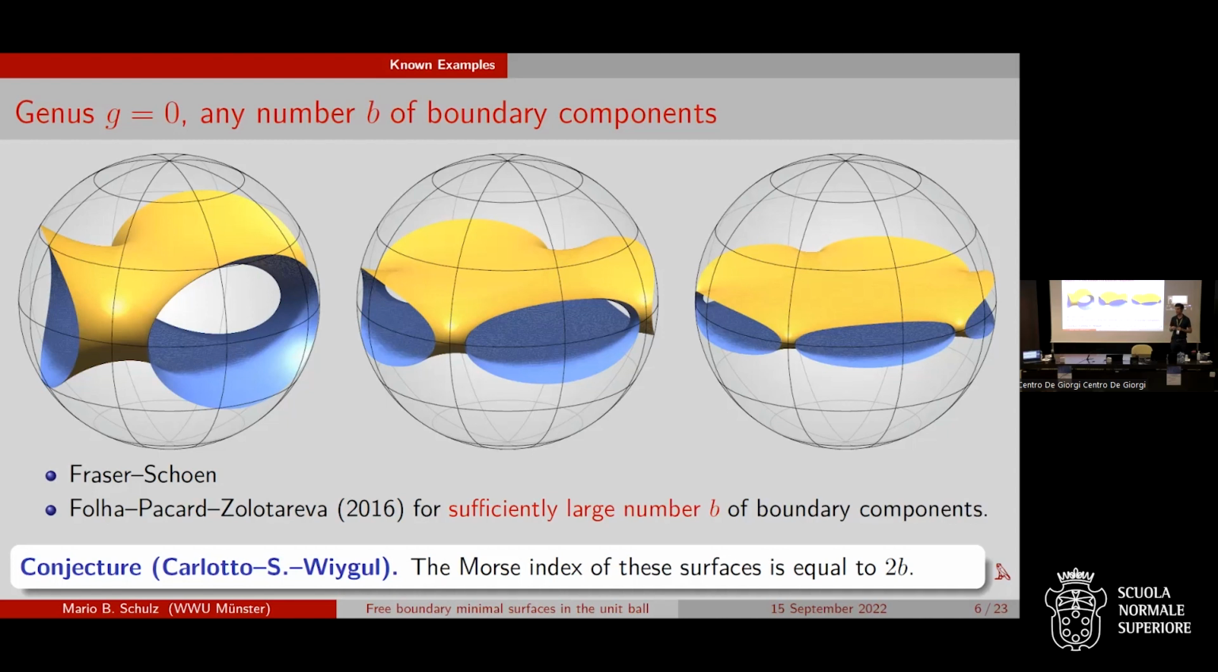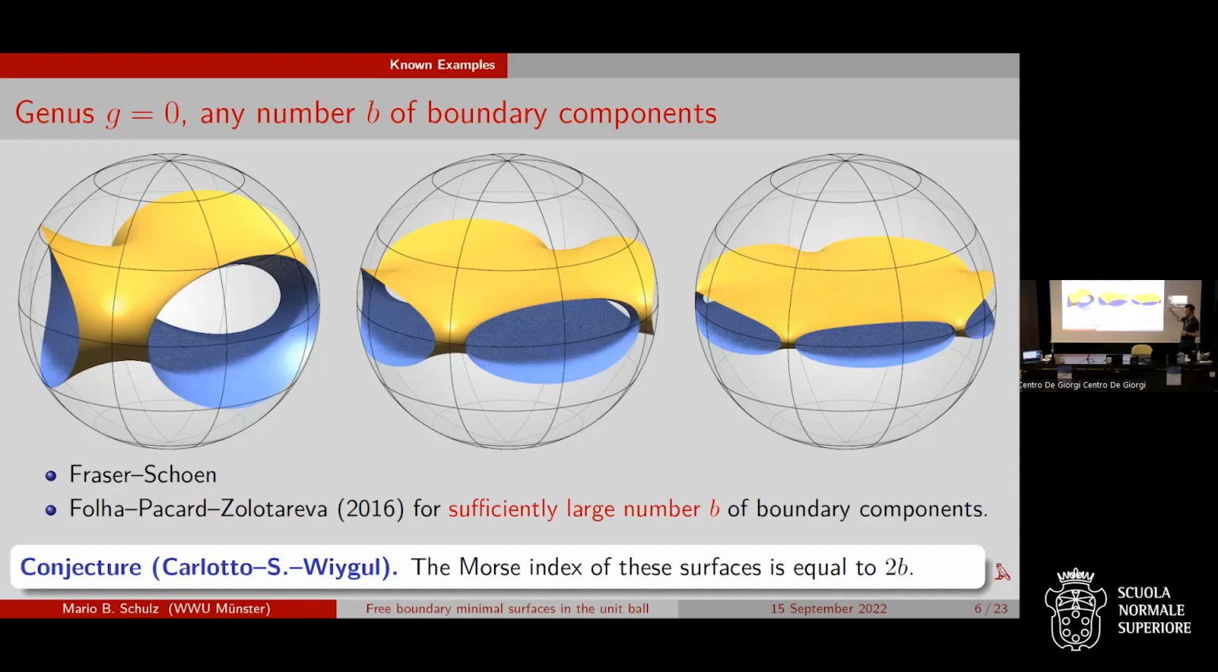That's the reason for that is that the unit ball is convex. Yeah. So, for example, you can take the flat disk and translate it upwards, and to second order, this will decrease the area. And in fact, any example of these you can translate in at least one direction where you decrease the area to second order. Yeah? So this would correspond to a negative eigenvalue of the second variation of area. And the number of these negative eigenvalues is called the Morse index. Yeah? So here we conjectured that this Morse index in this case is equal to twice the number of boundary components. It's not known, it's just a conjecture.